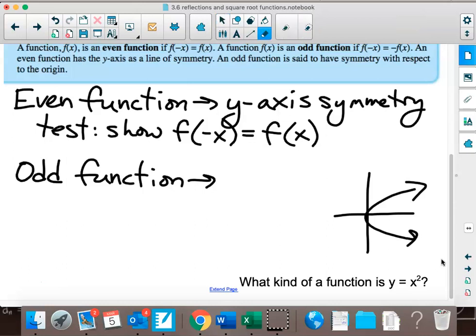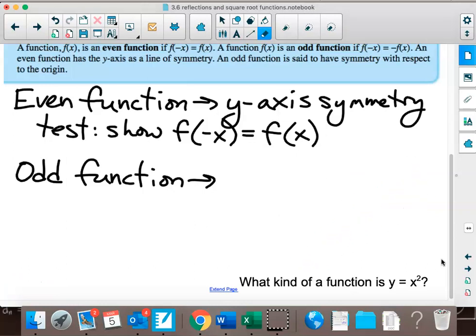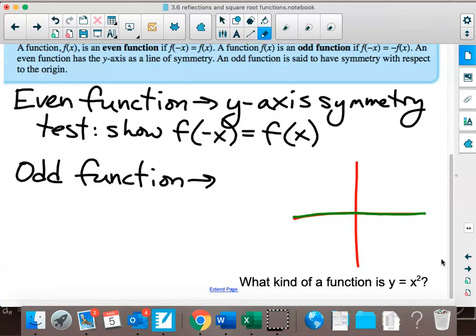So, y equals x looks like that, so it's not the same above and below. But y equals 0, what is that? That's the x-axis, right? So it's the same above and below. So anyway, that's the only function with x-axis symmetry.